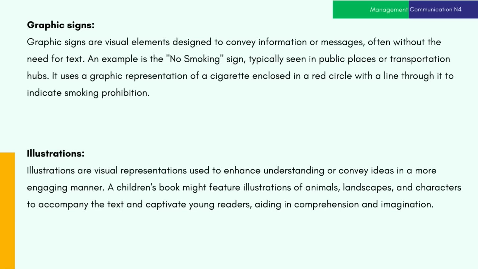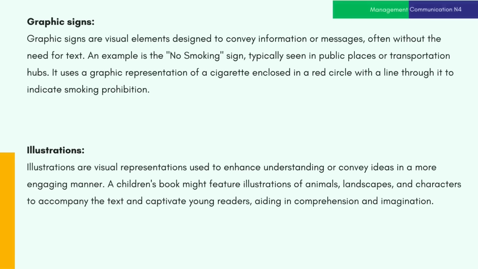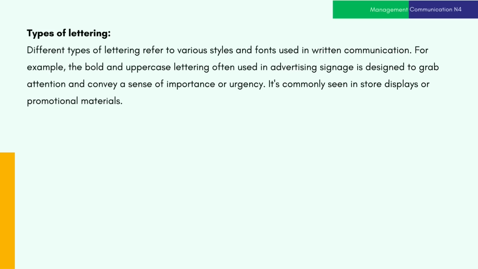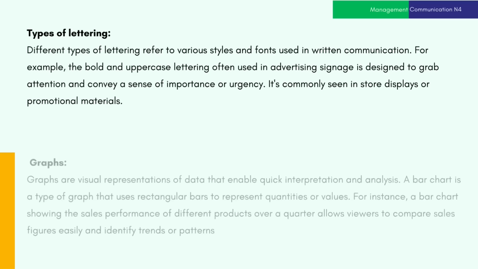A children's book might feature illustrations of animals, landscapes, and characters to accompany the text and captivate young readers, aiding in comprehension and imagination. 4. Types of lettering. Different types of lettering refer to various styles and fonts used in written communication. For example, the bold and uppercase lettering often used in advertising signage is designed to grab attention and convey a sense of importance or urgency. It's commonly seen in store displays or promotional materials.